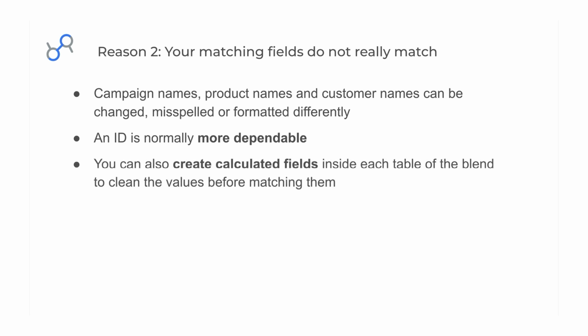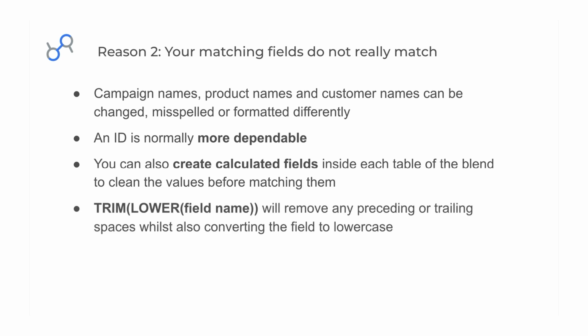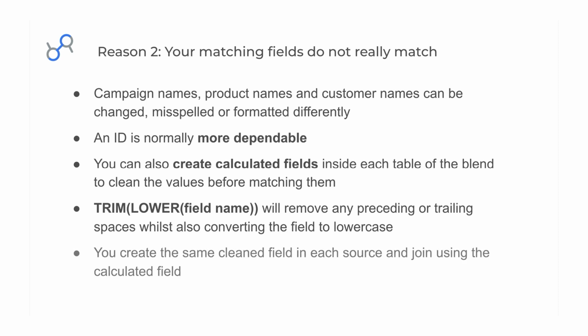You can also create calculated fields inside each table of the blend to clean the values before matching them. For example, you can remove unwanted spaces and convert all text to lowercase. The formula lower trim campaign removes spaces from the beginning and end of the campaign name and converts the result to lowercase. You would create the same cleaned field in each table and use those cleaned fields as the join condition. The exact formula will depend on the problem, obviously.